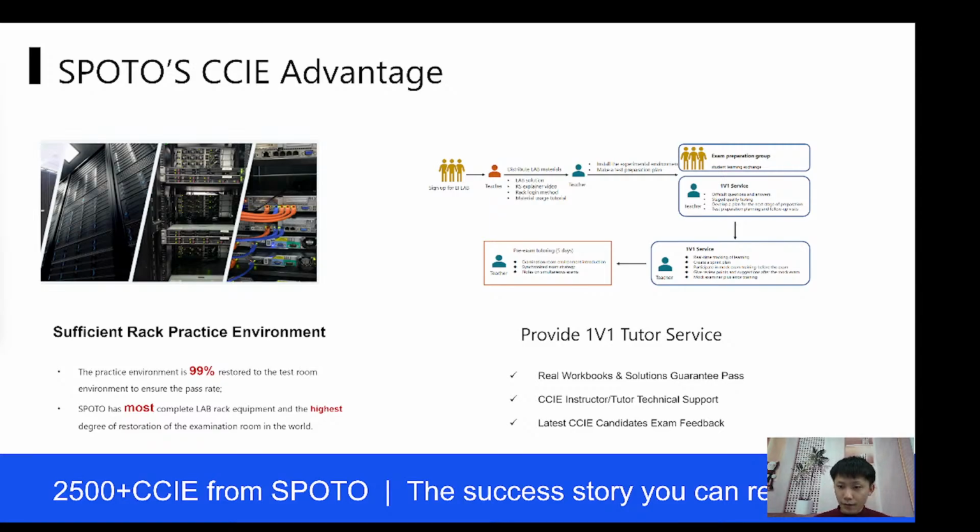Are there any rumors that the exam will be changed? No. Up to now, we haven't heard any rumors of exam change. So right now, the CCIE SP lab exam is very stable, and frankly, I suggest you guys take it as soon as possible because it's pretty stable now.